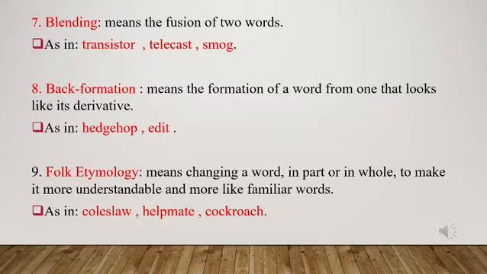The eighth process is back formation, which means the formation of a word from one that looks like its derivative. For example, the word hedgehop, which is created from hedgehopper, not vice versa, and edit, which is created from the word editor, not vice versa. Also, we have the process of folk etymology, which means changing a word in part or whole to make it more understandable and more like familiar words. For example, coleslaw, helpmate, and cockroach.